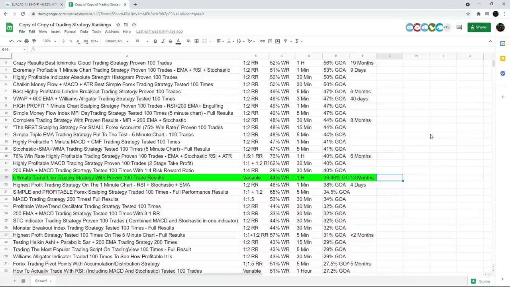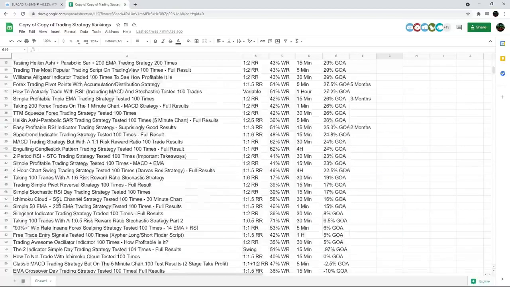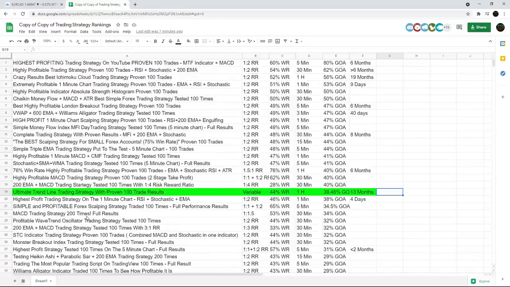All right, here it is on the spreadsheet, falling at spot number 19 out of the 59 strategies tested so far. So actually doing pretty well considering how many have been tested. Just goes to show how lots of different things can be profitable if you're consistent using a good risk reward ratio. And how I would improve this one is a couple things.